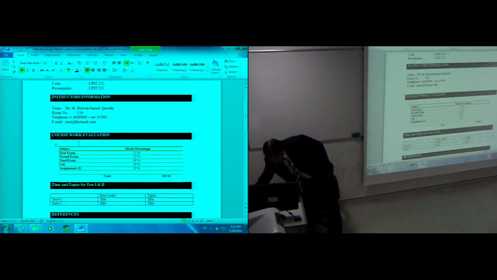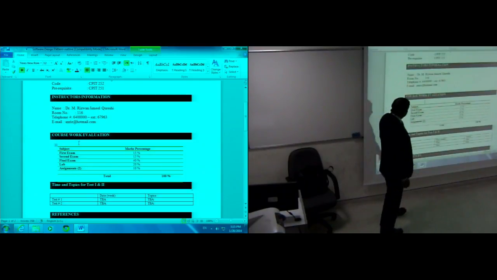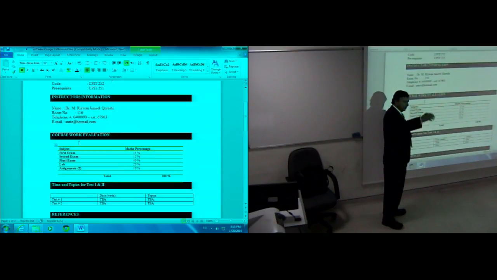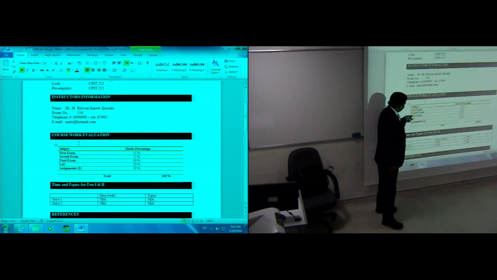So then the grading: we have mid 1 15, mid 2 15. Come close, you also move here. Mid 1 15, mid 2 15, final exam 40. The lab and the assignment is actually 30. So it's 3 assignments, 10, 10, 10 that you will do, and you do the exercises related to that during the lab sessions.